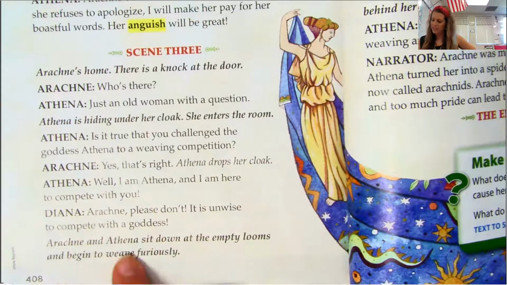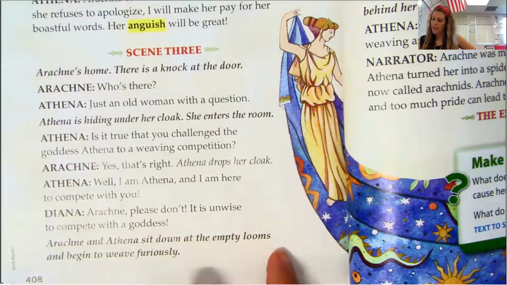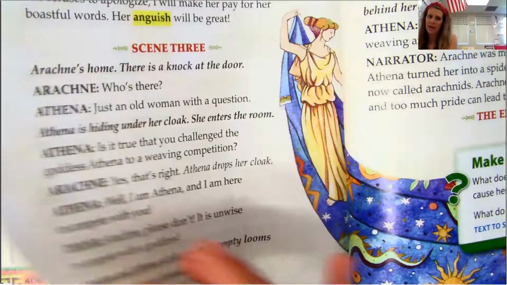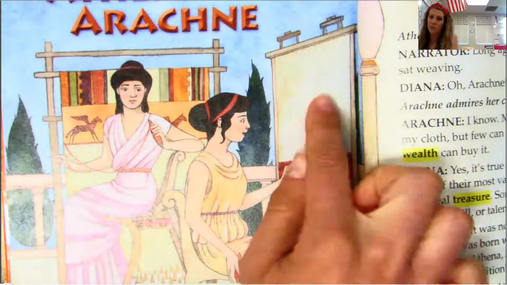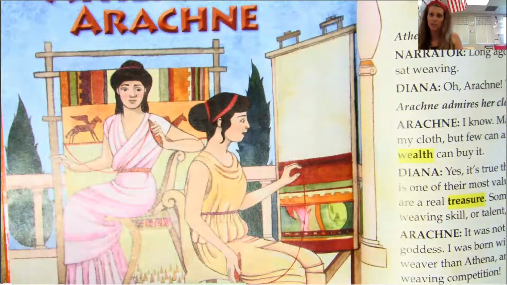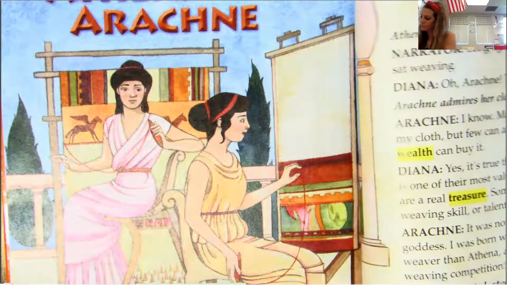Arachne and Athena sit down at the empty looms and begin to weave furiously. So if we turn back to that first page, those are the looms where they weave. Okay, so visualize that. They're both at empty looms and they're weaving frantically, crazy.